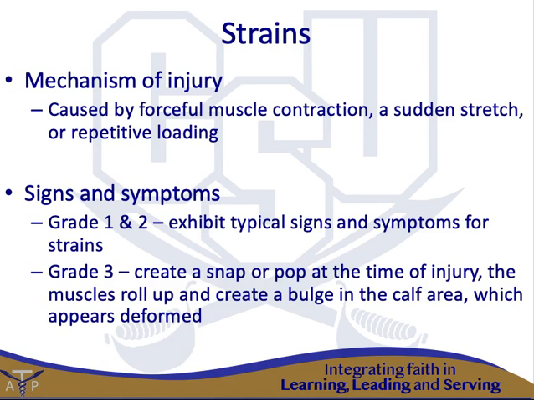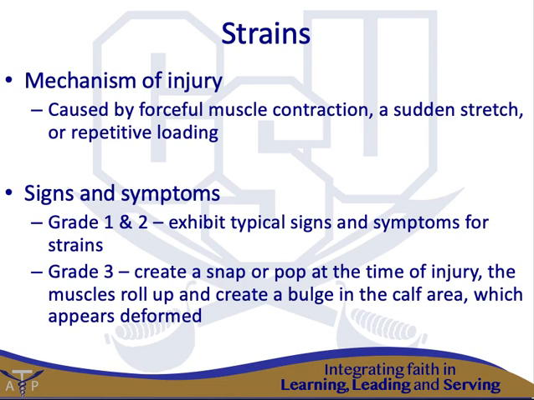We could also have strains to the lower leg. The gastrocnemius and the Achilles tendon are commonly strained, and the Achilles tendon is prone to ruptures, typically in men in their 40s. When we look at these types of strains, we do see the Achilles tendon having more problems than the gastrocnemius. The causes of a lower leg muscular strain are a forceful muscle contraction or a sudden stretch. We can also see repetitive loading cause these strains to occur.